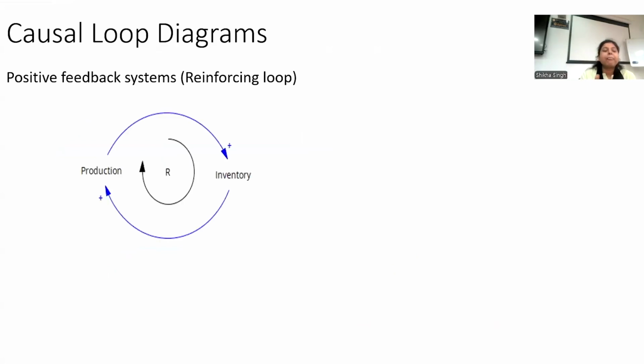So you see, R is expressing the reinforcing loop. Production is increasing, right?